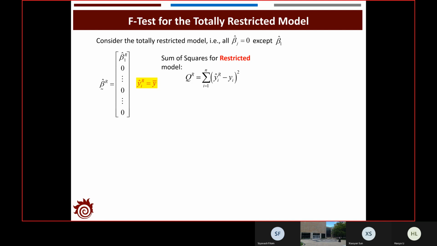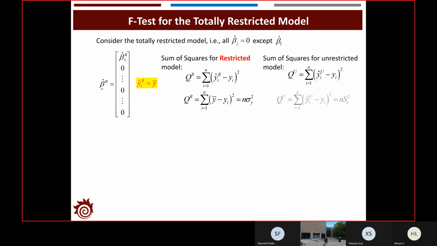Find out the sum of squares for the restricted model. If you check the values, y hat r for the totally restricted model is just y bar. And if we check the definition of the variance, this will give you the value of n times sigma y squared. You can then compare this with the unrestricted model and conduct the F test.